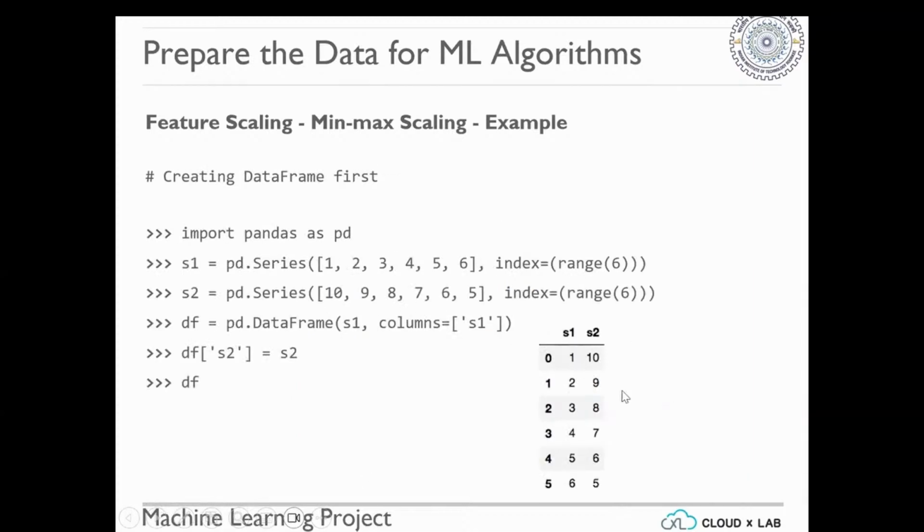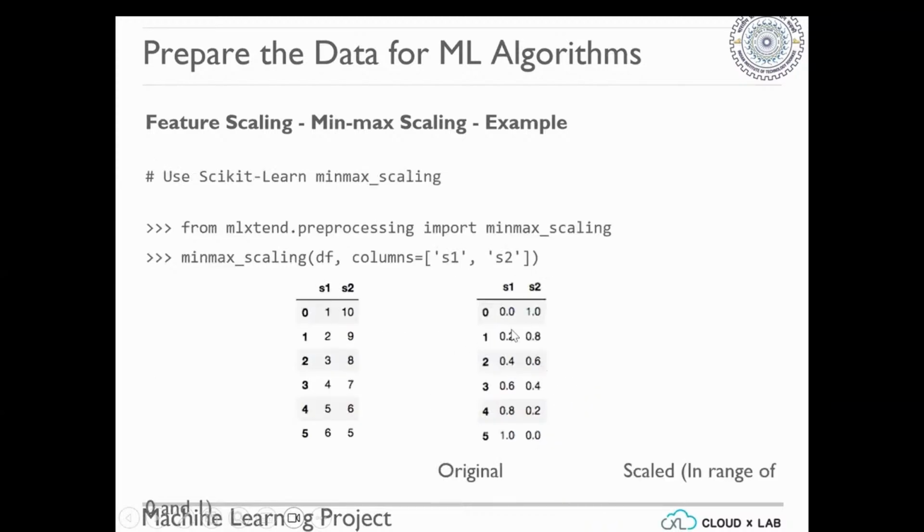As you can see here, the S2 values are 10, 9, 8, right? But S1 lies from 1 to 6, and S2 lies from 5 to 10, right? So the S1 feature values lie from 1 to 6, and the S2 feature values lie from 5 to 10. But after doing this minimax scaling, both S1 and S2 values are from 0 to 1, right? Okay, so any doubt in minimax scaling?